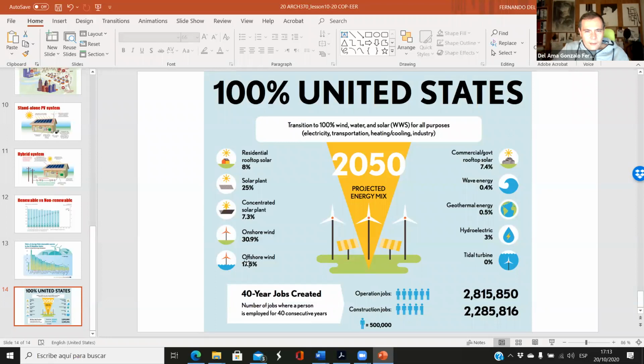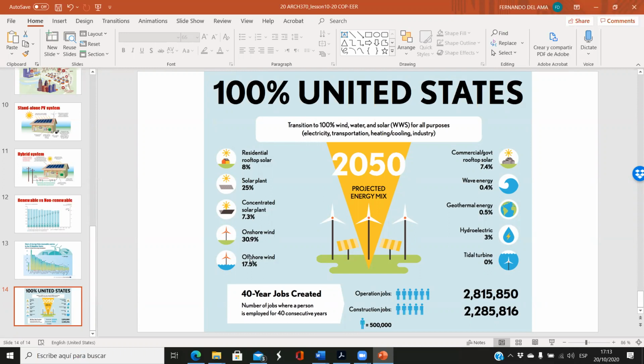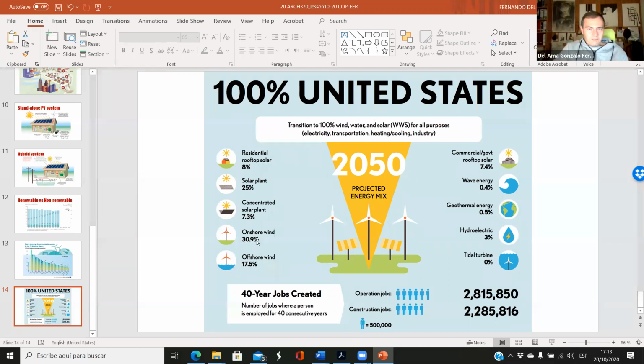Here we have onshore wind and offshore wind. Onshore means that it's inland, and this is offshore. So this is in the middle of the sea. I don't know. I think this is too much. 30% onshore wind. It's too much. Anyway, as you can see, if you add all these up, 8 plus 25 plus 7 plus 30 plus 17, this is more than half, much more than half.